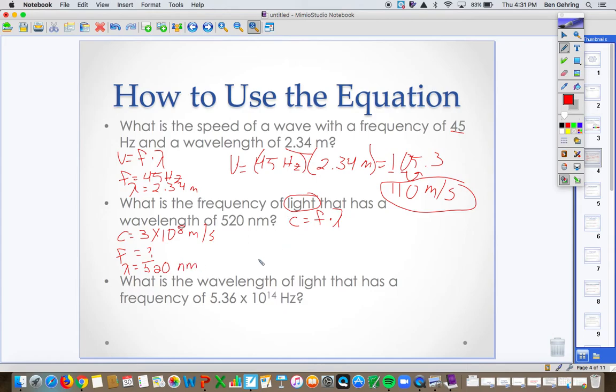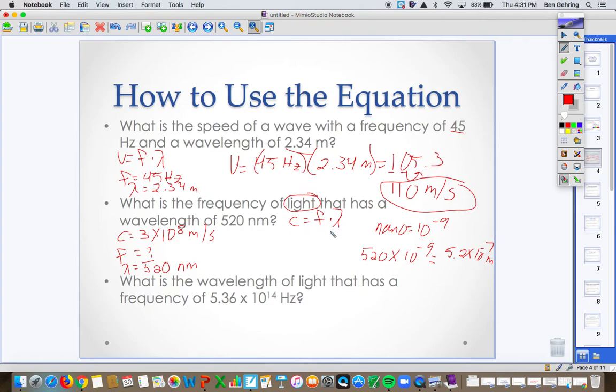If you think back, nano is a prefix that means 10 to the negative 9. So we're going to take 520 times 10 to the negative 9th to go from nanometers into meters. So if I take 520 times 10 to the minus 9th, your calculator is going to spit out 5.2 times 10 to the minus 7th meters. And then I can solve this equation for frequency.